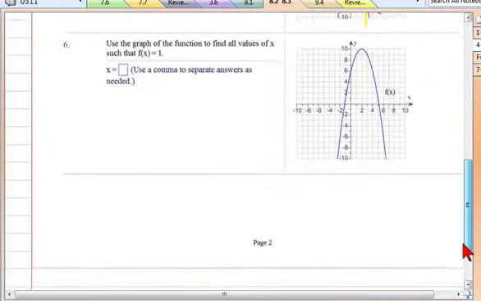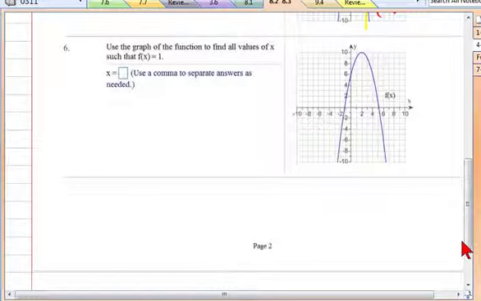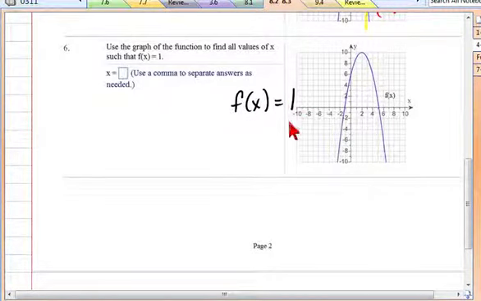Question number 6. We're supposed to use the graph of the function to find all values. That kind of makes it sound plural. All values of x such that f of x equals 1. Well, what were you given? What is the y? I'm sorry. What was the 1? It was y. All right, answer my own question. So y is 1. Well, where is y 1? It is right there and all the way across.